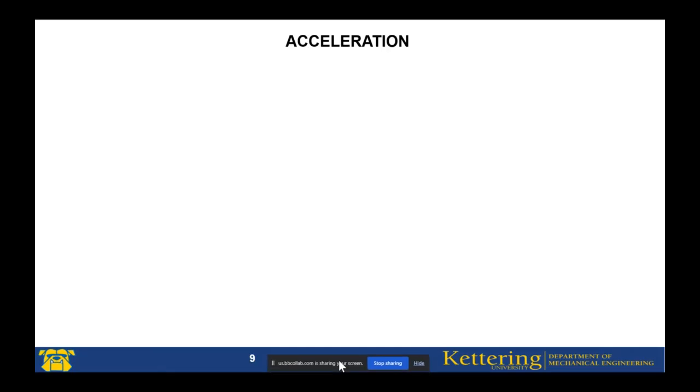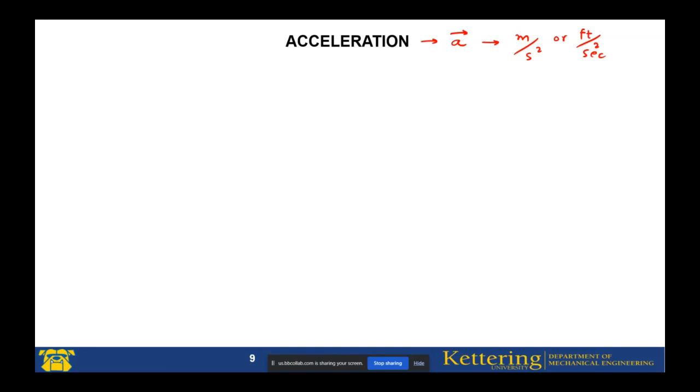Now, you learned how to find the position and also the velocity of the particle when the particle has a rectilinear motion. Now we want to find the acceleration of the particle. To show the acceleration, I just use the character A. Also, acceleration is a vector, and the unit of the acceleration is meter per second squared or foot per second squared.